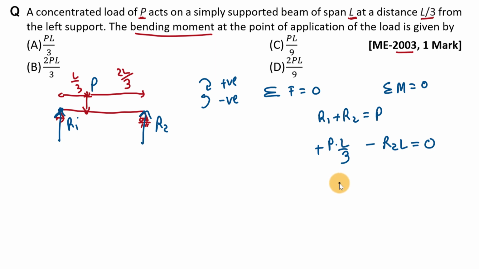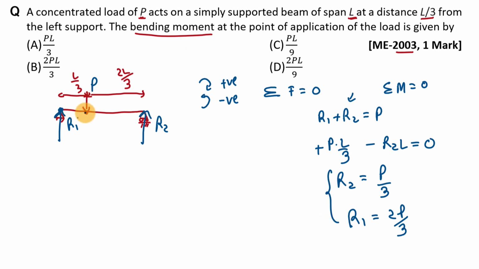From here we can find out R2, that is P by 3, right? And if we put R2 is equal to P by 3 here, then we can find out R1, and R1 is 2P by 3. Fine. So now we have value of reactions at these both ends.